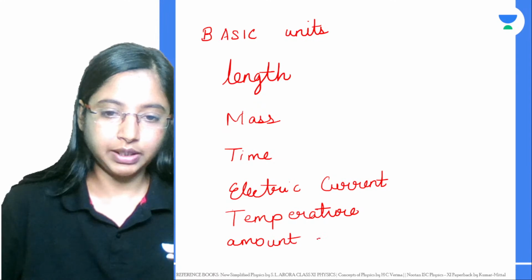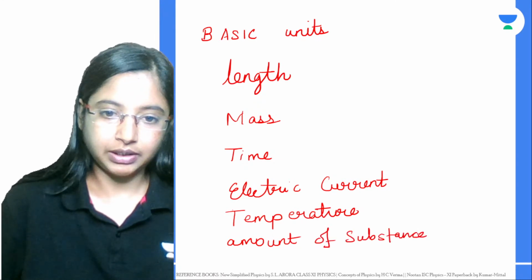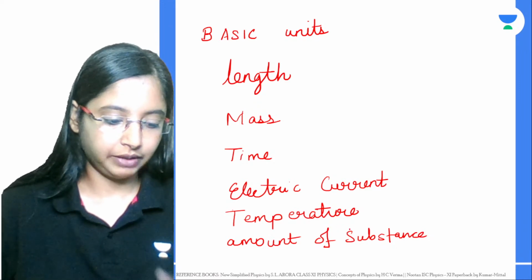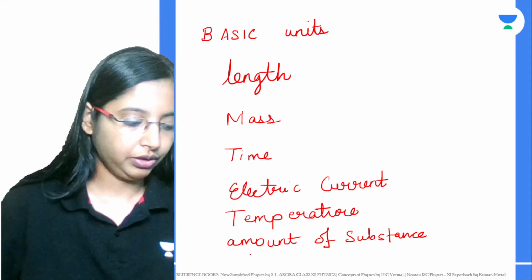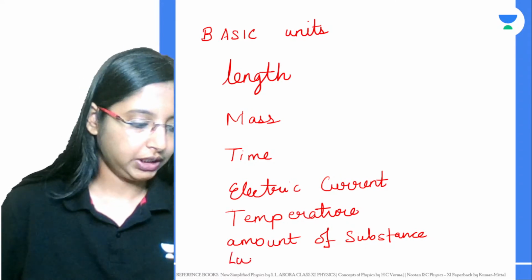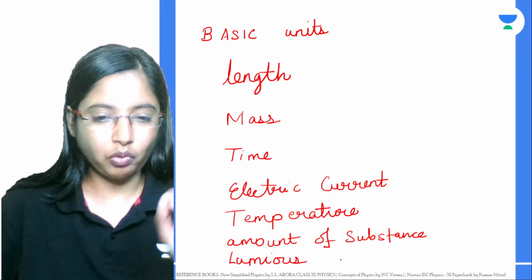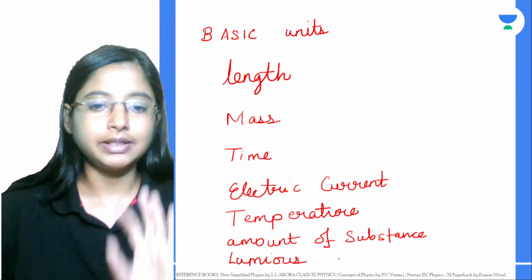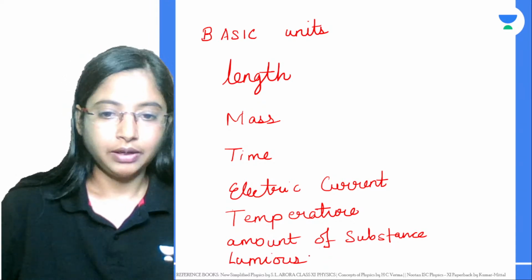This you'll see more in chemistry. Amount of substance is another fundamental unit. After that comes luminous intensity. Luminous intensity, in the most basic form, just talks about the brightness associated with an object.